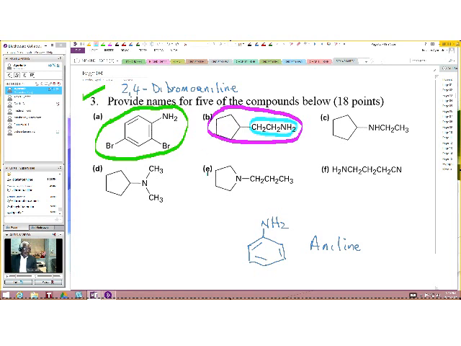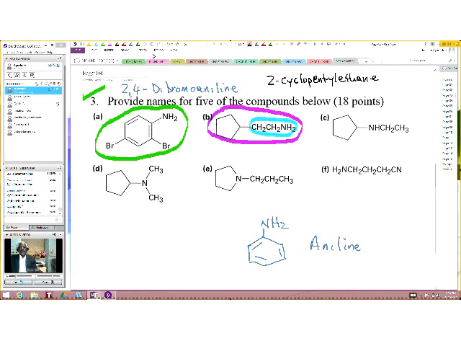Okay, somebody say cyclopentyl. Very good. 2-cyclopentyl ethanamine. That is good. We could do that. Okay. So say 2-cyclopentyl ethane.